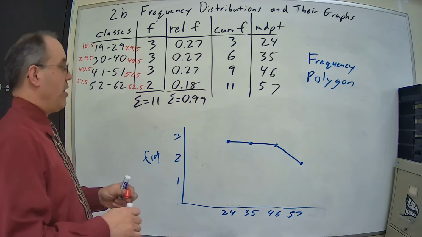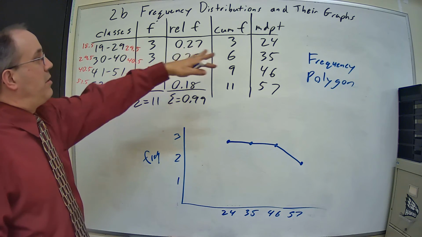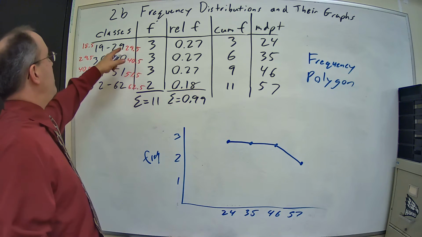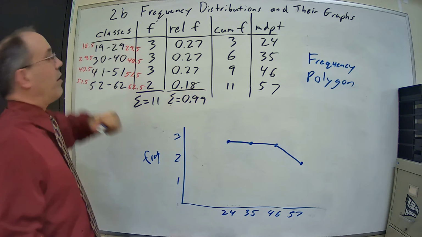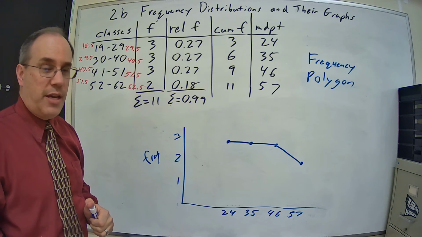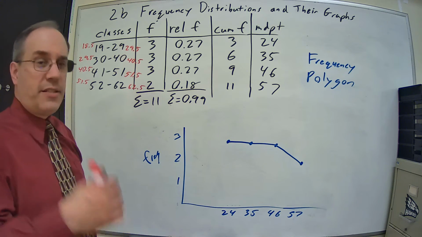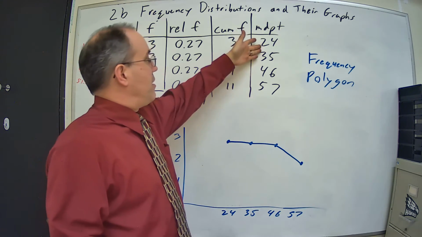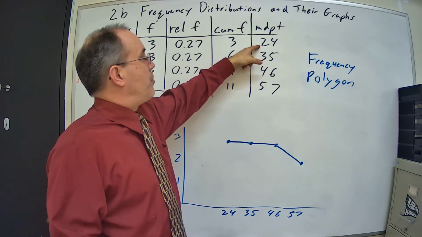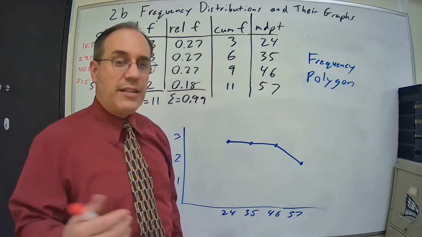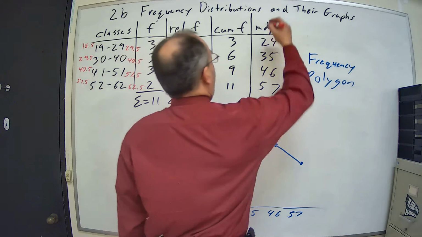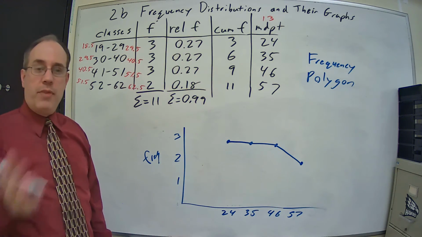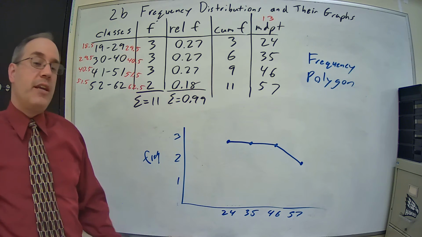is we look at our original frequency distribution and say, well, wait a second. What if we went a class before our first class? Well, if we go a class before our first class, it's going to have a midpoint too. Remember, this had a class width of 11. 24 plus 11 is 35. So if I subtract 11 from 24, I get 13. So 13 would be the midpoint of the class before the data began.